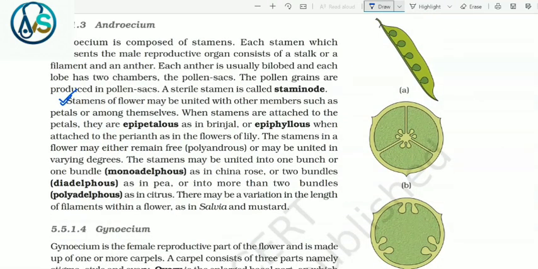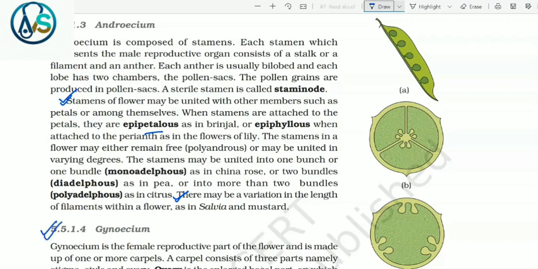Stamens of flower may be united with other members such as petals or among themselves. When stamens are attached to the petal, they are epipetalous, as in brinjal, or epiphyllous when attached to the perianth, as in flowers of lily. The stamens in a flower may either remain free, that is polyandrous condition, or may be united in varying degrees. The stamens may be united into one bunch or one bundle, that is monadelphous, as in China rose, or 2 bundles, that is diadelphous, as in pea, or into more than 2 bundles, that is polyadelphous, as in citrus. There may be a variation in the length of filaments within a flower, as in salvia and mustard.